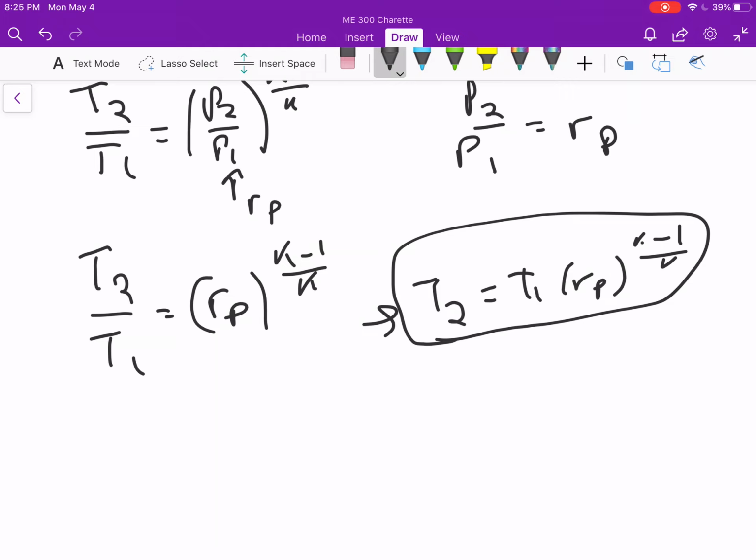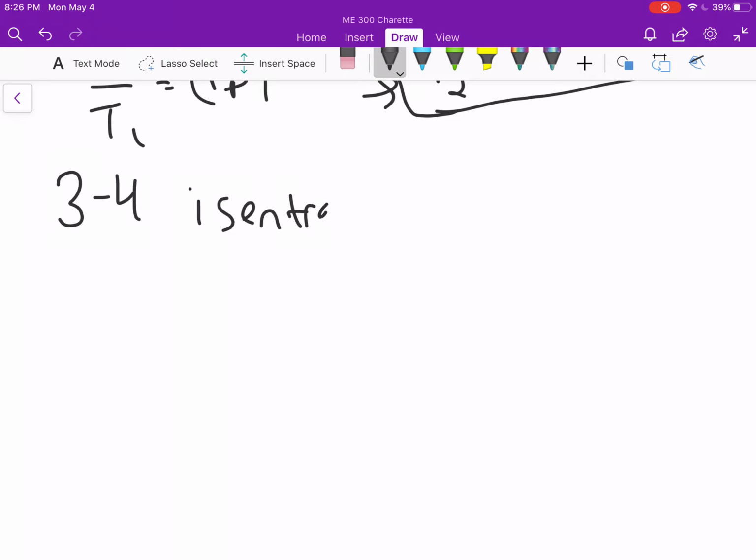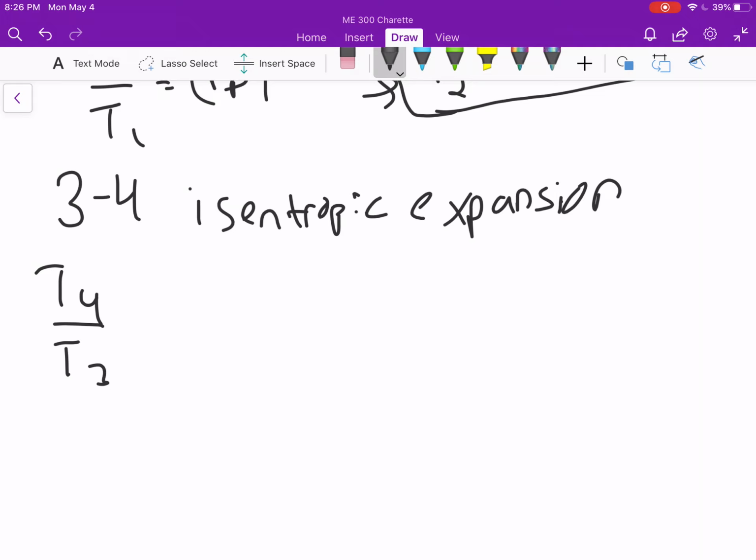Now we have to get in terms of T4, and we can start analyzing from states 3 to 4, which is an isentropic expansion. And we know that during this, T4 over T3 equals P4 over P3 raised to K minus 1 all over K.